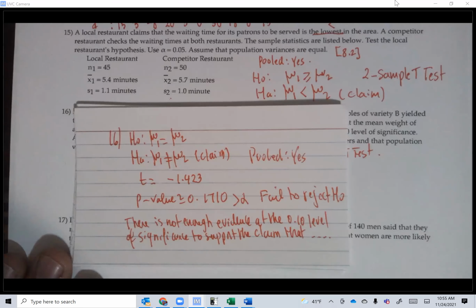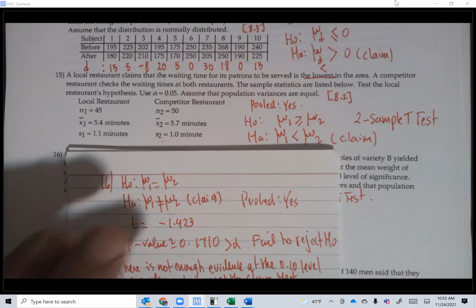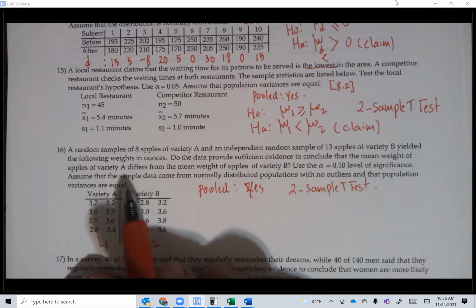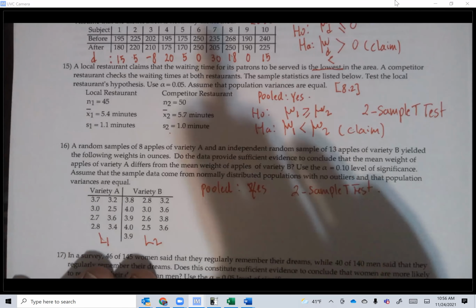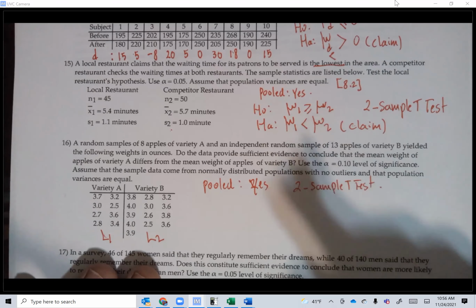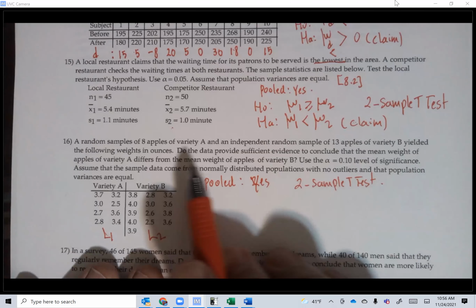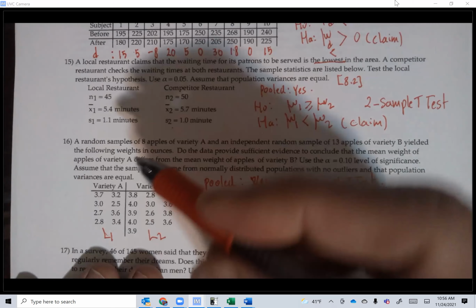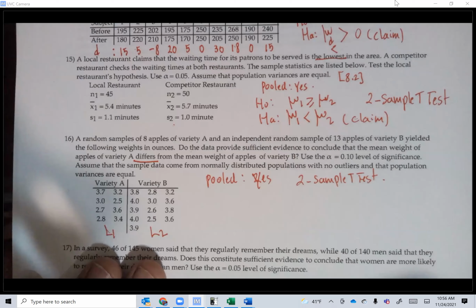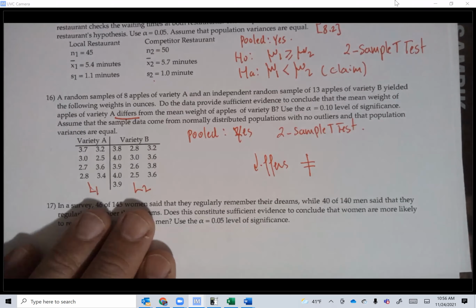Go ahead. What's the easiest way to determine if the claim is going to be an H0 or an HA? I know how to. Here it is. There, you just read. Look what it says here. Read the question. So that's the first thing. Find out where the sentence that has the question is. It's right here. Do the data provide sufficient evidence to conclude that the mean weight of apples of variety A differs? Now, I taught you what different means. Differs means this one. You agree? Yeah.